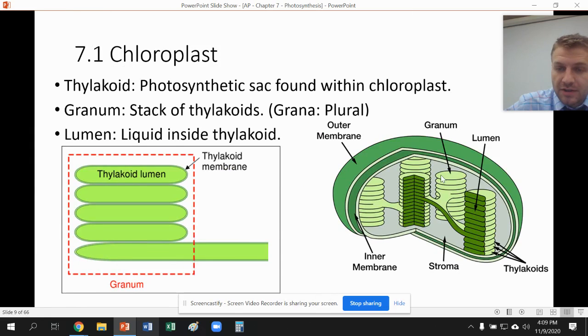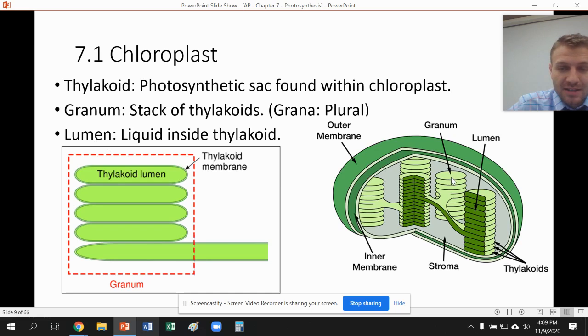We have the thylakoids. These are like pancakes or pennies, and they are where photosynthesis is going to occur. We have one specific part of photosynthesis that's going to occur in these thylakoids. A stack of those is called a granum. Grana is the plural for many stacks. So again, you have to know the terminology here. A thylakoid is one specific disc. A granum is a stack of them, but when you have more than one stack, like you can see here, that's called grana.